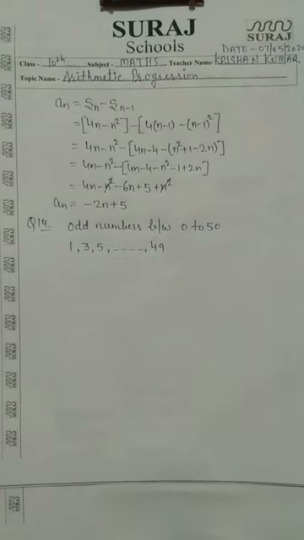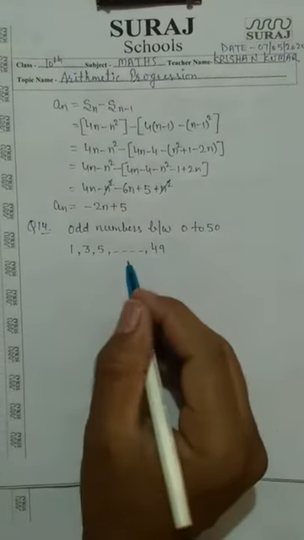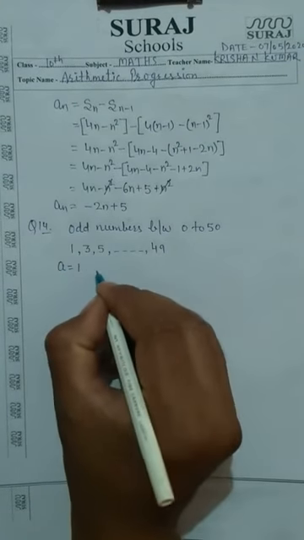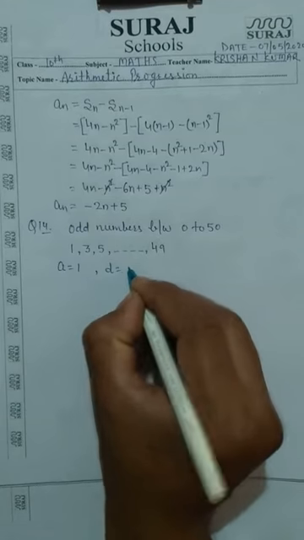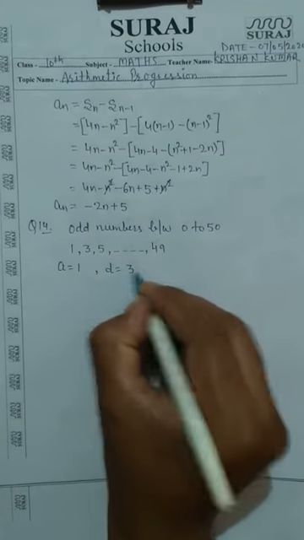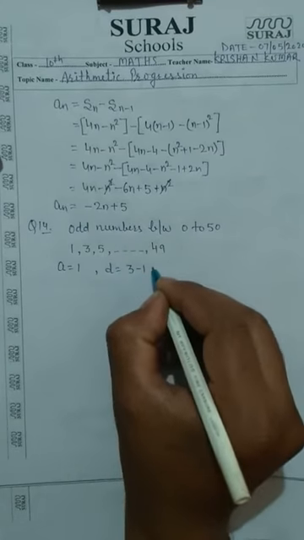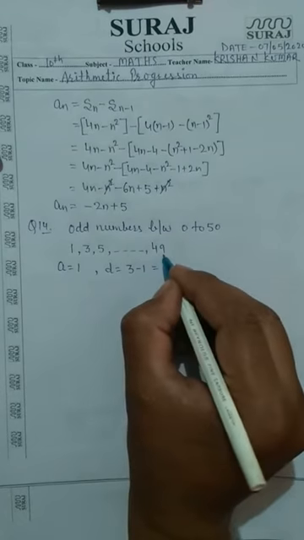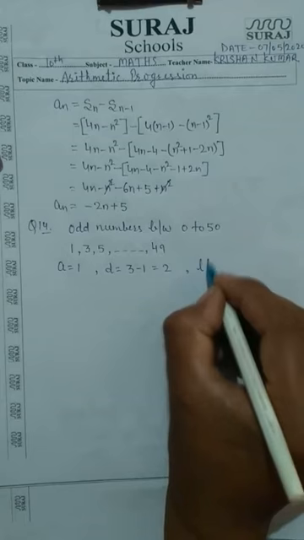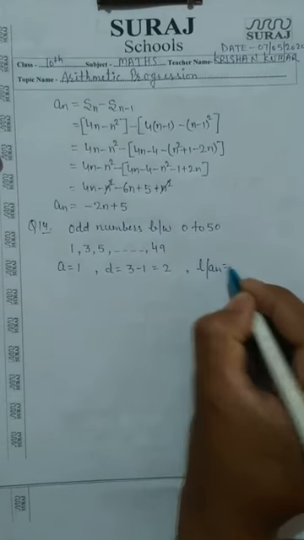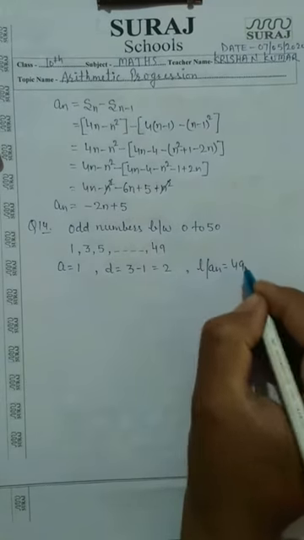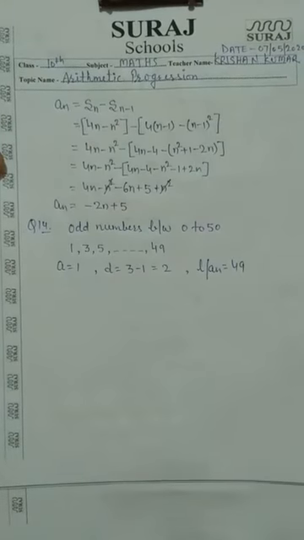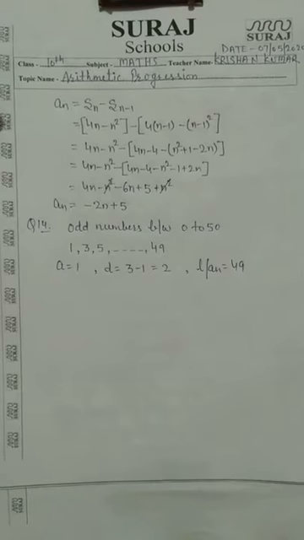So beta, these are our odd numbers. Here a is 1, d is 3 minus 1, a2 minus a1, that is 2, and beta that is the last term, which we can call l, we can also call an, that is 49. After then beta we apply the Sn formula and calculate the sum.